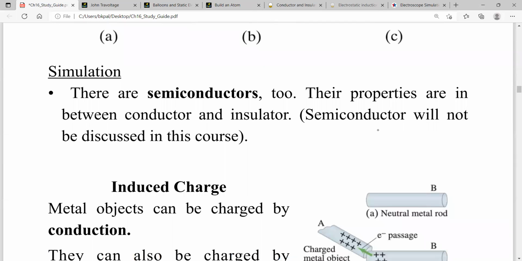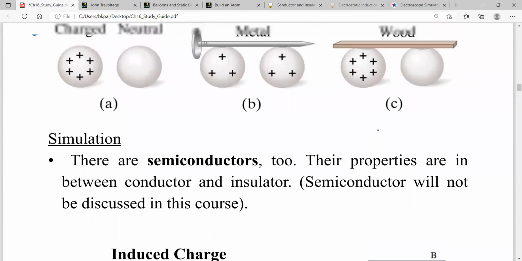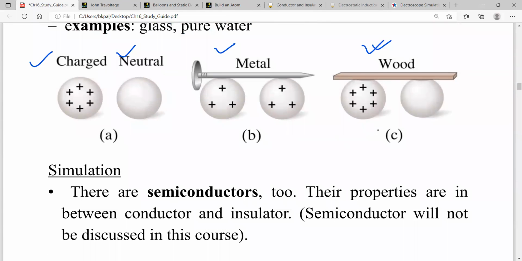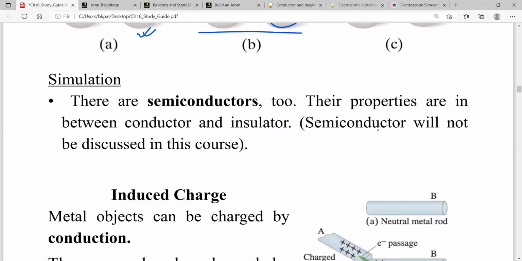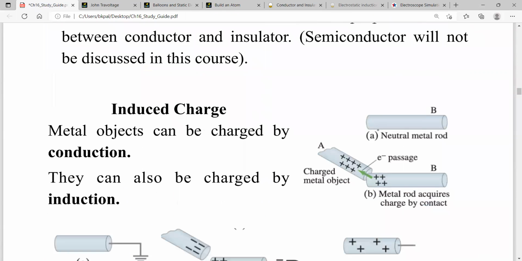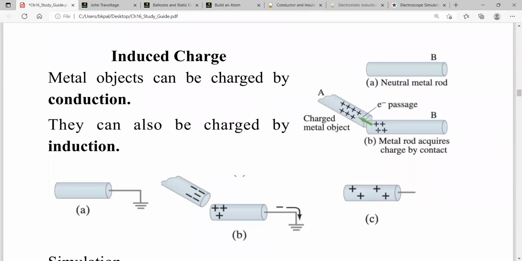All right. Now here in this picture, you see that we can charge a neutral object by using conduction. The method by which we charge it, we call conduction. So we can charge an object by a method called conduction, and this is the conduction method. And there is another method by which we can charge an object. We call it induction. Now let me talk about induction.